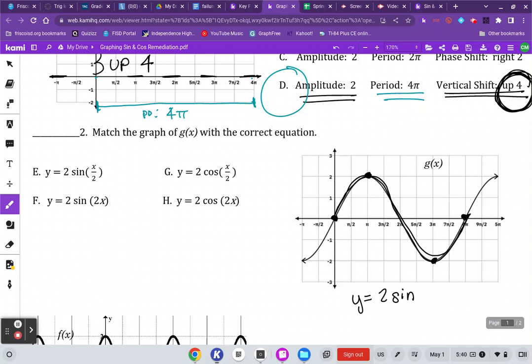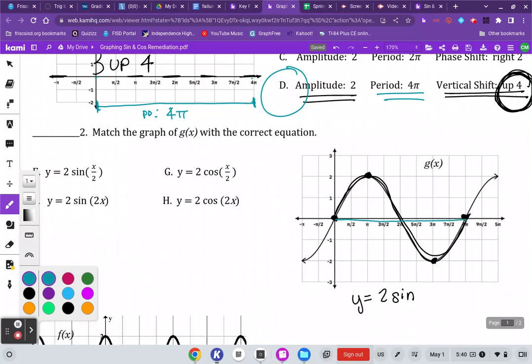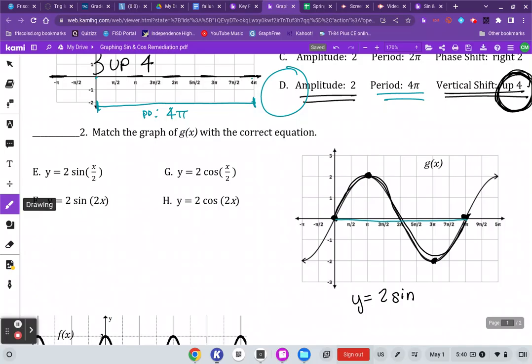The period is going from 0 to 4 pi. So it looks like the period's going to be 4 pi. If the period is 4 pi, I have to work backwards to figure out what's the value of b. So I know that my formula is 2 pi over b, and according to my graph, my answer for that little formula should be 4 pi.